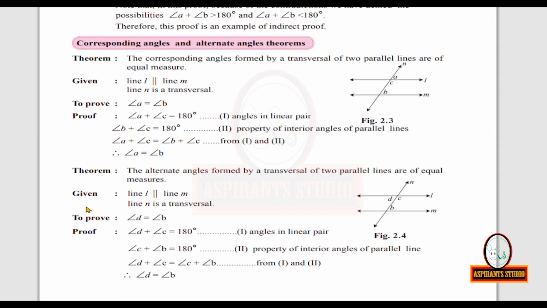Left hand sides are equal, so right hand sides are also equal. So we are getting measure of angle D plus measure of angle C is equal to measure of angle C plus measure of angle B. Bringing one measure of angle C from the left hand side to the right hand side, it becomes negative. So angle C minus angle C will get cancelled because it becomes 0. So what will be remaining? Measure of angle D on the left hand side and measure of angle B will be there in the right hand side. So measure of angle D is equal to measure of angle B. So we have proved that the alternate angles formed by a transversal of two parallel lines are of equal measures.